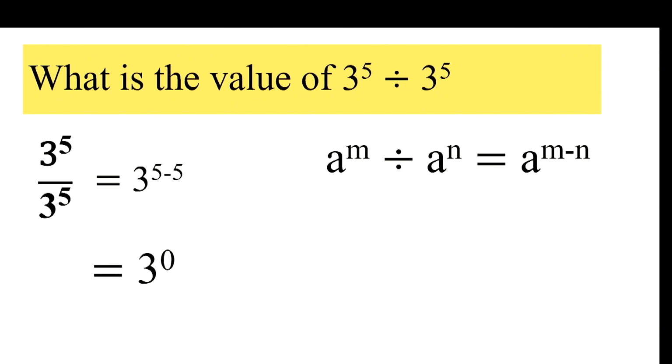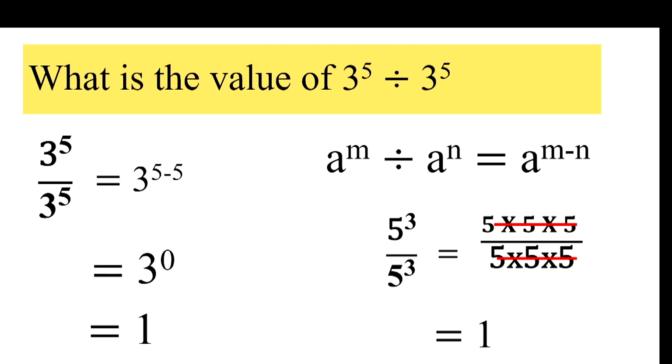Then what will you get? 3 to the power of 0. Then 3 to the power of 0 is equal to 1. How can we come to the conclusion? We already solved that 5 cubed divided by 5 cubed is equal to 1. So, on the left hand side we obtain 1. On the right hand side we get 3 to the power of 0. Therefore, 3 to the power of 0 is equal to 1.